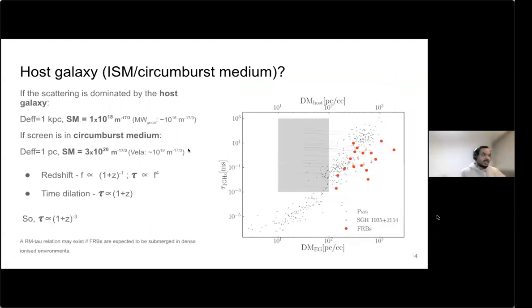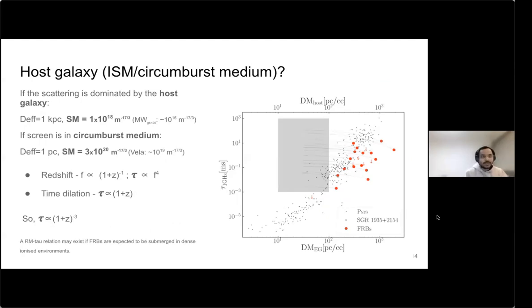So we turn our attention to the next possible source of scattering, which is the host galaxy. Now, it could be the interstellar medium or the circumburst environment of the progenitor that produces the scattering. If it is the ISM, we would like to compare it to the ISM of the Milky Way because there is a well-established DM-tau relation for pulsars in the Milky Way. And in this figure, the black points are the Milky Way pulsars, and the red points are the FRBs in our sample.